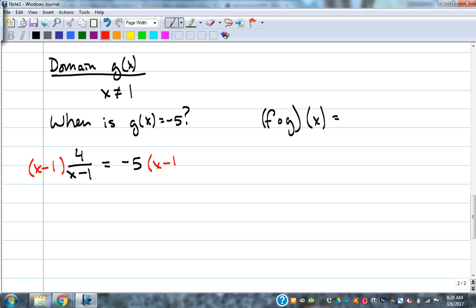Multiply each side by x minus 1. 4 is equal to -5x plus 5. Subtract 5. -1 is equal to -5x. X is equal to 1/5. Okay.